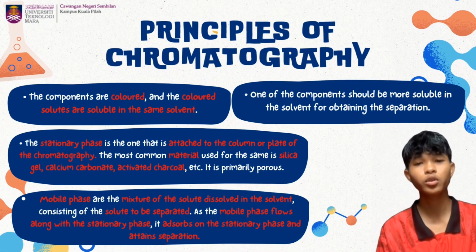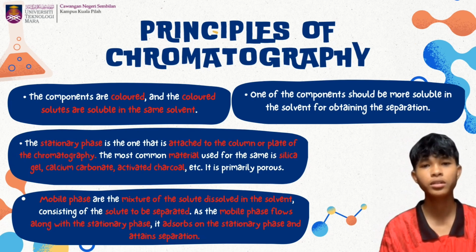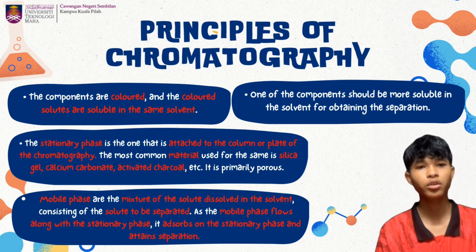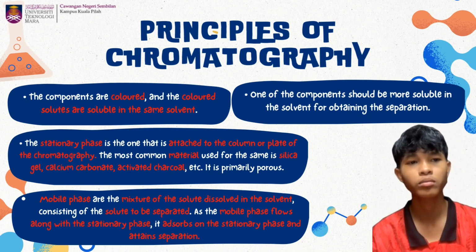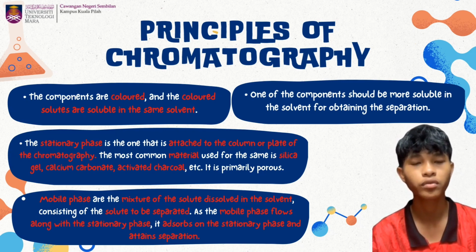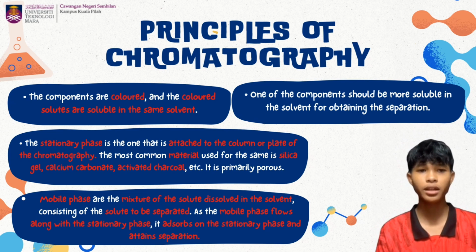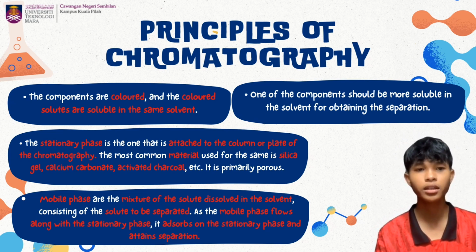Before that, we need to know about the principle of chromatography. Let me explain to you. The components are colored, and the colored solutes are soluble in the same solvent. One of the components should be more soluble in the solvent for obtaining the separation. The stationary phase is the one that is attached to the column or plate of the chromatography. The most common materials used for this are silica gel, calcium carbonate and activated charcoal.